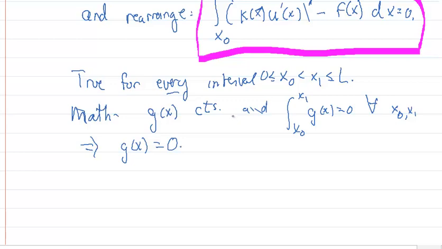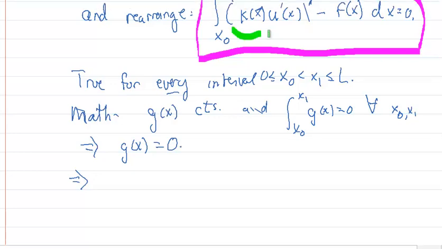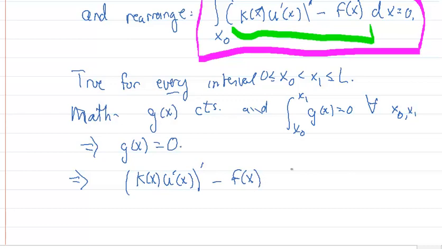All right? So what does that mean? That means that the function inside the integrand must be 0. That means that the function that we're integrating, which is this function here, must be 0. So I'll just write that here. So we have the derivative of kappa of x times u prime of x, minus f of x is equal to 0.